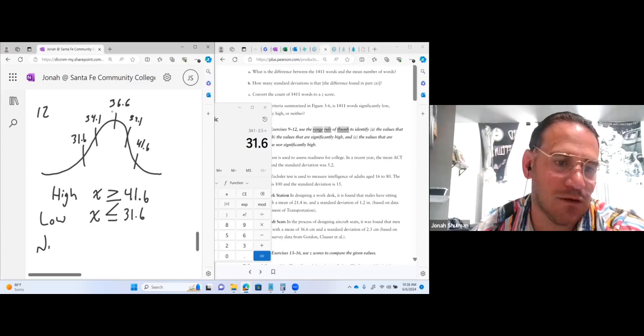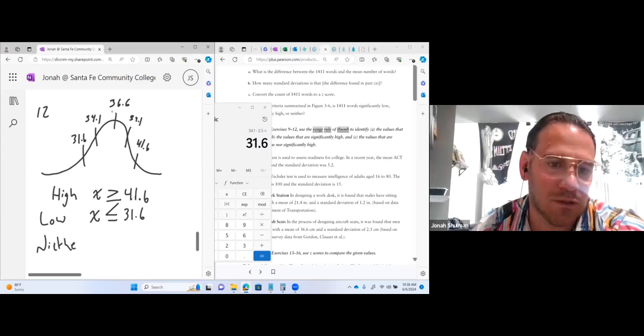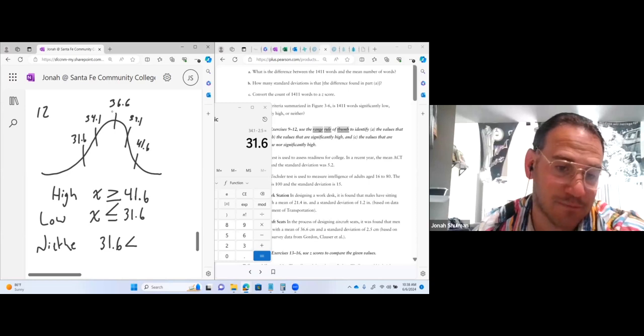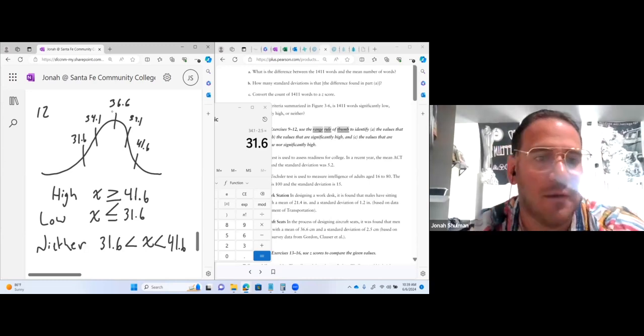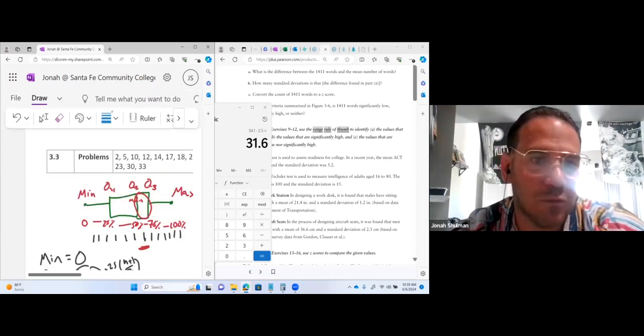And the neither, guess what? Sorry, x is greater than 31.6 and less than 41.6. That's neither low nor high. All right, since that was so easy, let's do one more.